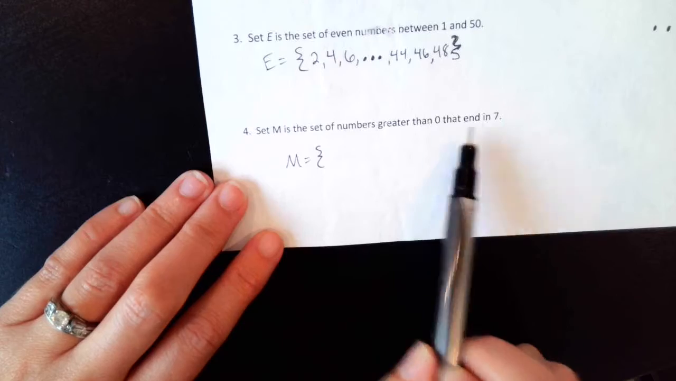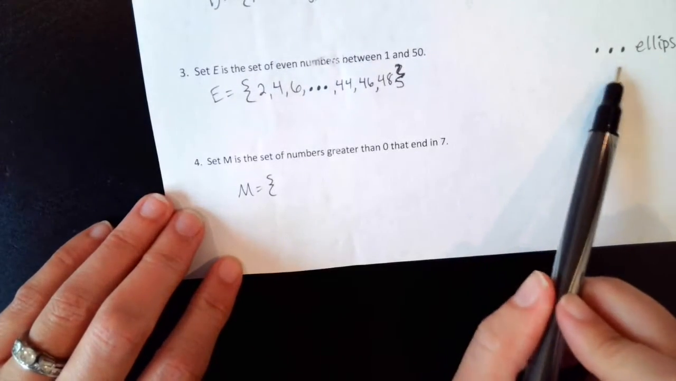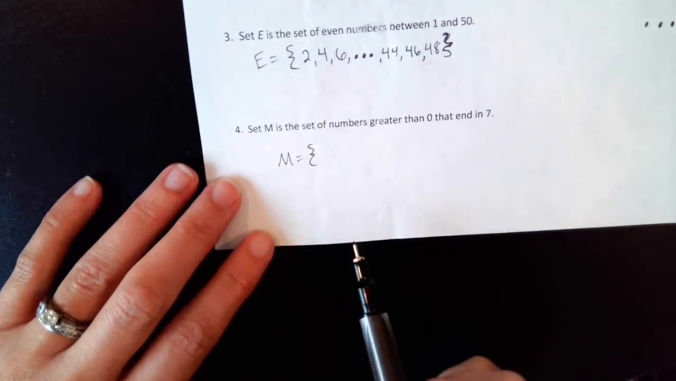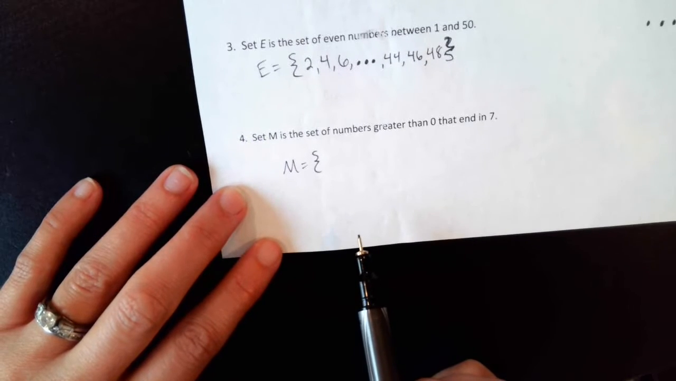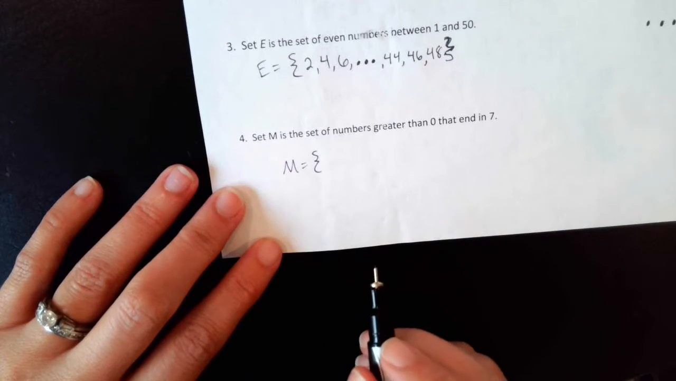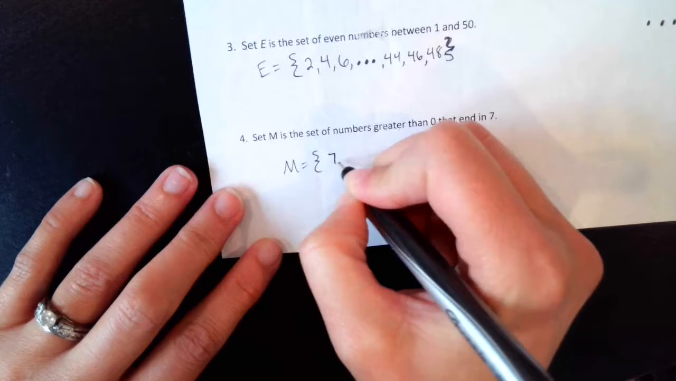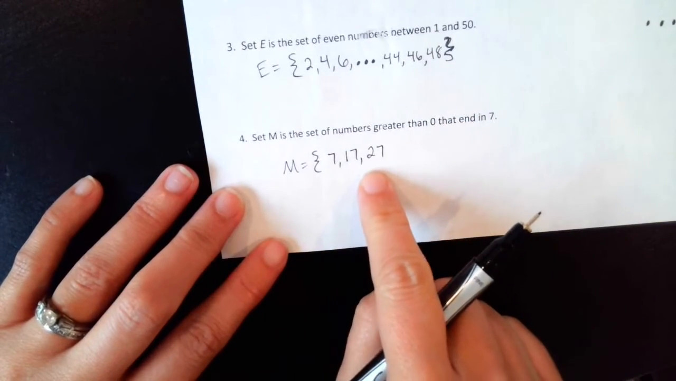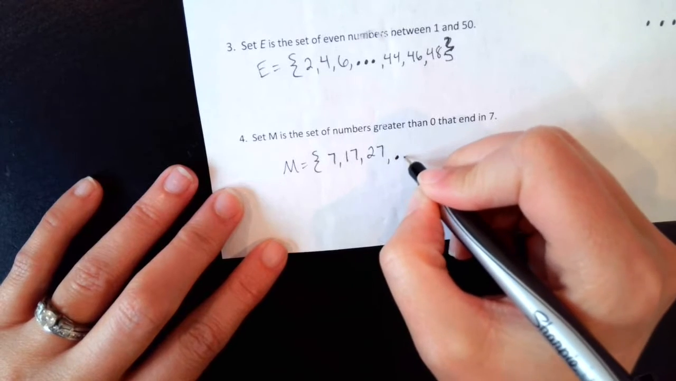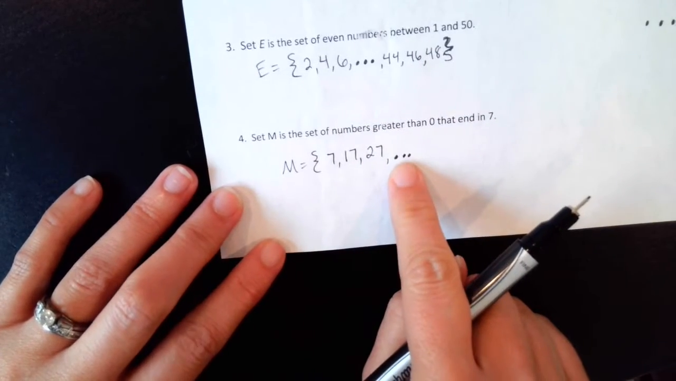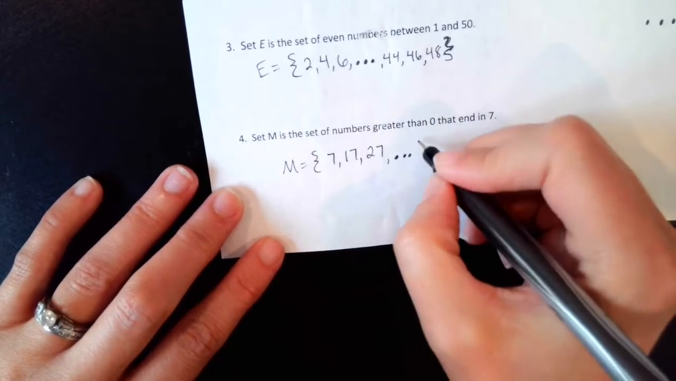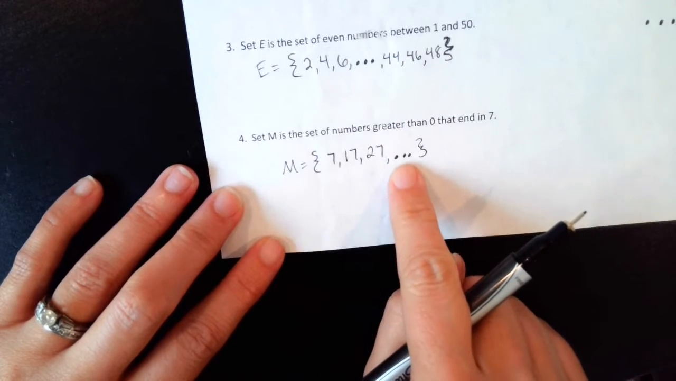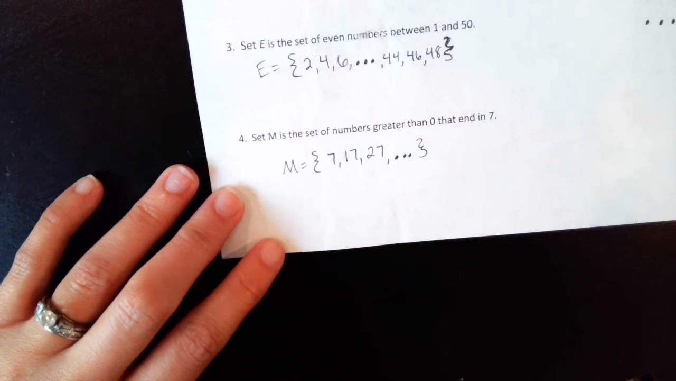There's no stopping point. So that means that our ellipses is going to be at the end, and then we're going to close with our little curly bracket, and it means keep doing this pattern forever and ever for the rest of eternity. So my first number is 7, then 17, then 27. So I have 3 numbers to establish my pattern, and then I'm going to say dot, dot, dot. That means keep doing this pattern until I tell you to stop. But then if you put your brace, it means don't ever stop, go on forever until the world ends. Okay, let's go to the next page.